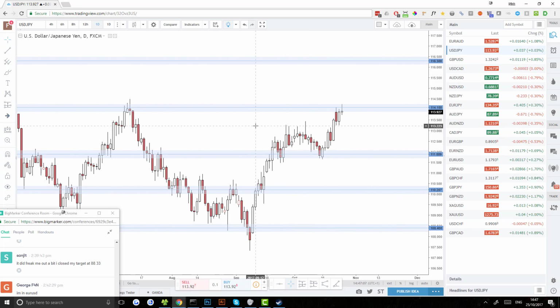This could give us a pretty solid setup. I'm actually quite excited about this one. This is a very strong resistance area.